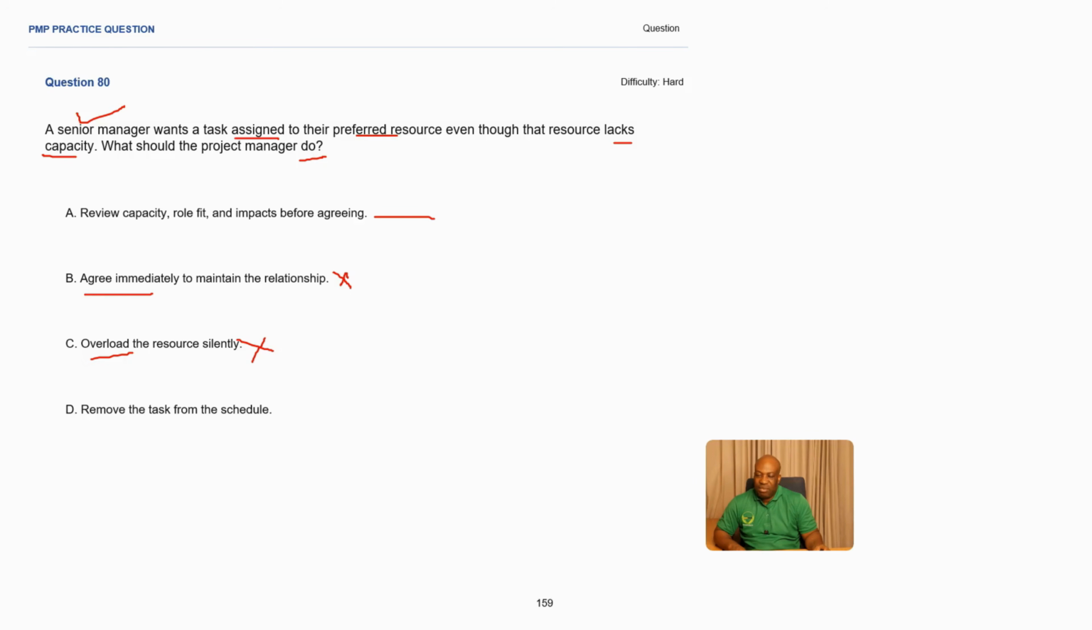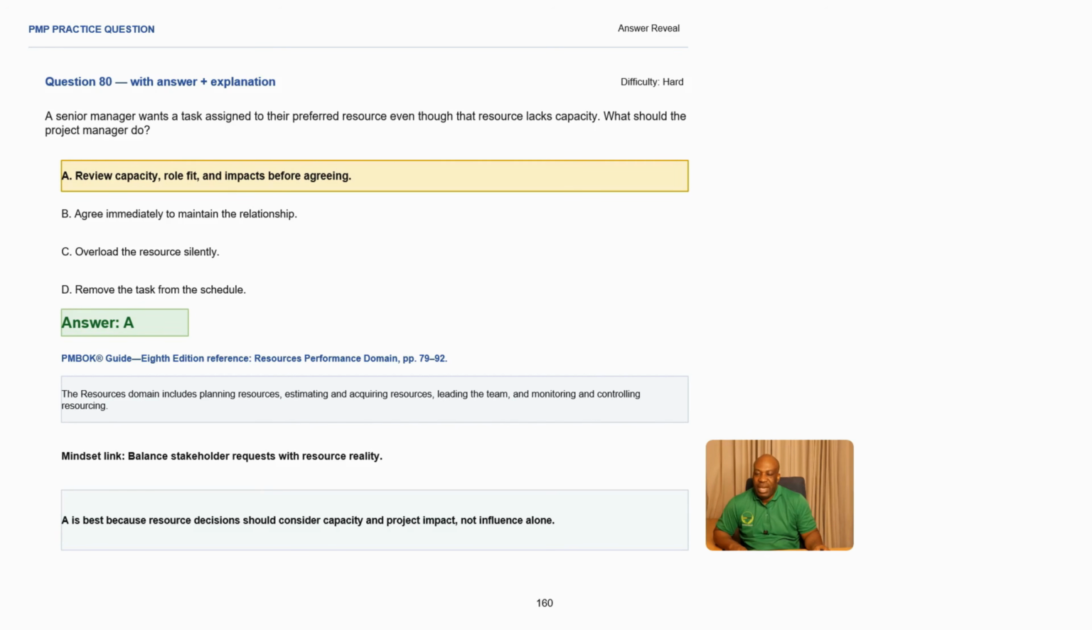Remove the task from the schedule. You don't remove the task. What if the task is going to produce a very important deliverable or create a very important milestone? You don't do that in a project environment. Making A the best answer in this particular scenario. So you need to review the capacity, the role fit, and also the impact before agreeing. Because remember, you want to assign this to a preferred resource who is also lacking capacity. So you need to review the capacity, role fit, and also the impact.